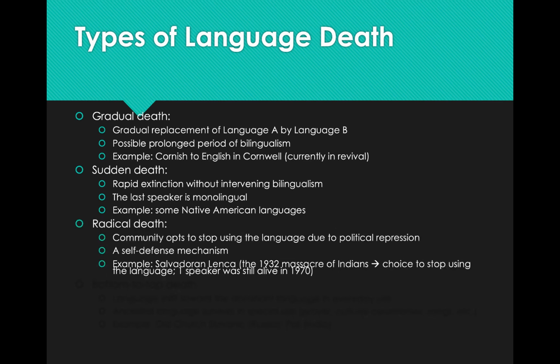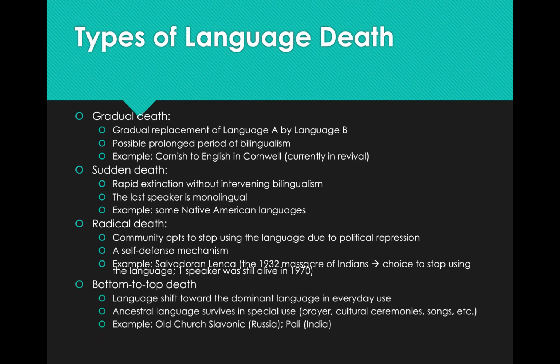Radical death is similar to sudden death, but the speakers do not all die in a catastrophic event. Rather, a community chooses actively to stop using the language, often as a mechanism of self-preservation. For example, the Salvadoran Lenca language essentially died after the massacre of nearly 50,000 indigenous people in El Salvador in 1932. The survivors, who could only be identified as indigenous if they spoke their languages, chose to abandon both their languages and their customs and blend in with the Spanish-speaking society.